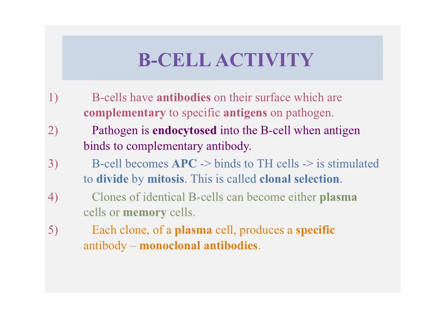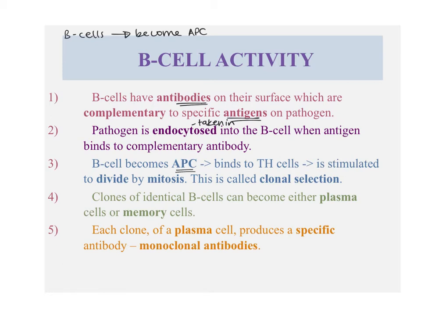So hopefully you will have noticed from the previous slide that the B cells are those that become the antigen presenting cells. Okay, it was on a slide a few slides back as well. Now these B cells have already got antibodies on their surface which are complementary to antigens on a pathogen. Okay, and because of that, the pathogen is endocytosed, it's taken into that B cell and enables it to become an antigen presenting cell.